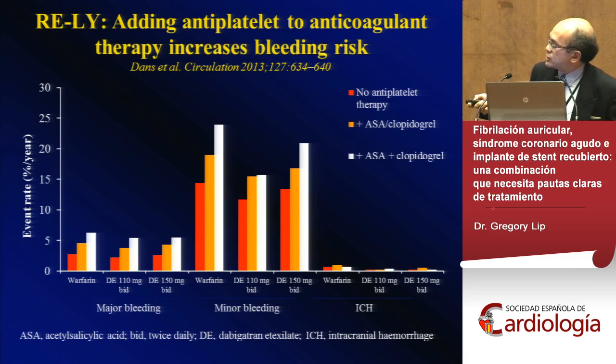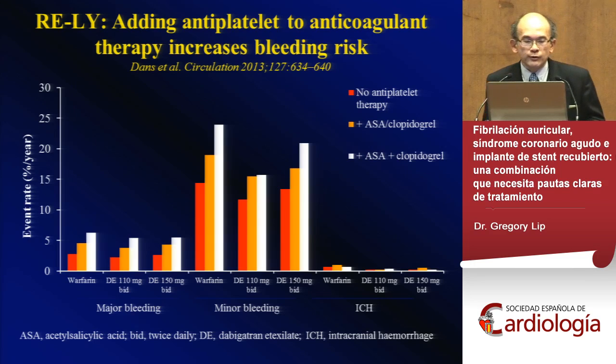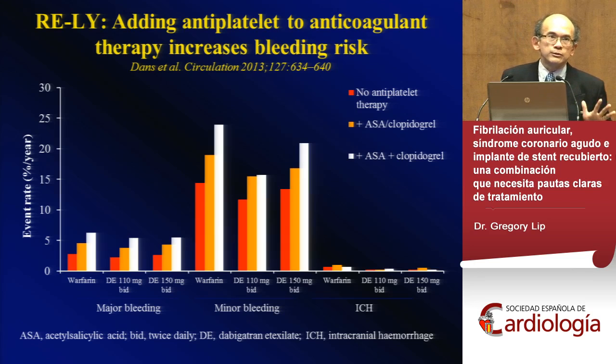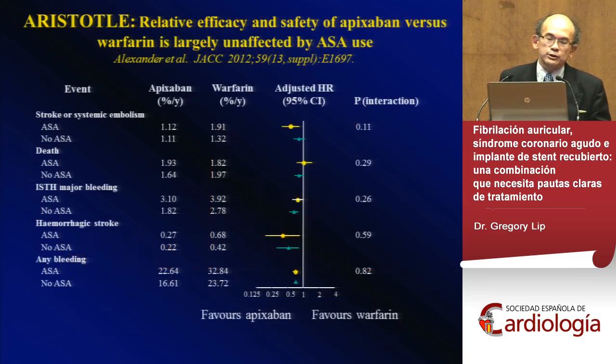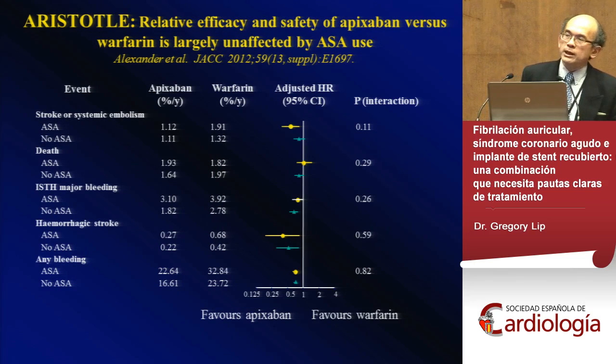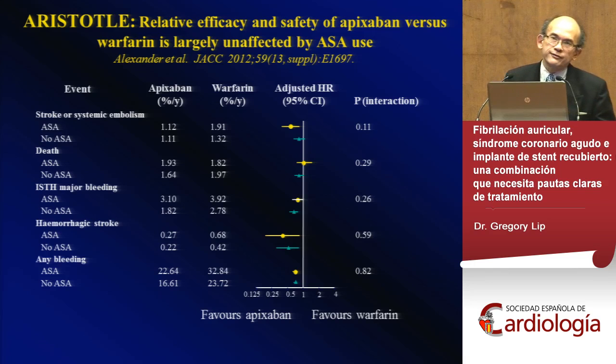You could see marginally, at least numerically, probably not significant, that the rate per year on the dabigatran 110 is probably a little bit less compared to the warfarin-treated patients, again consistent with the main RE-LY trial. But just to reemphasize the point, if you add any antiplatelet to an anticoagulant, you increase the risk of bleeding. You also see this in the other trials, but I want to also emphasize the relative treatment effect is maintained.